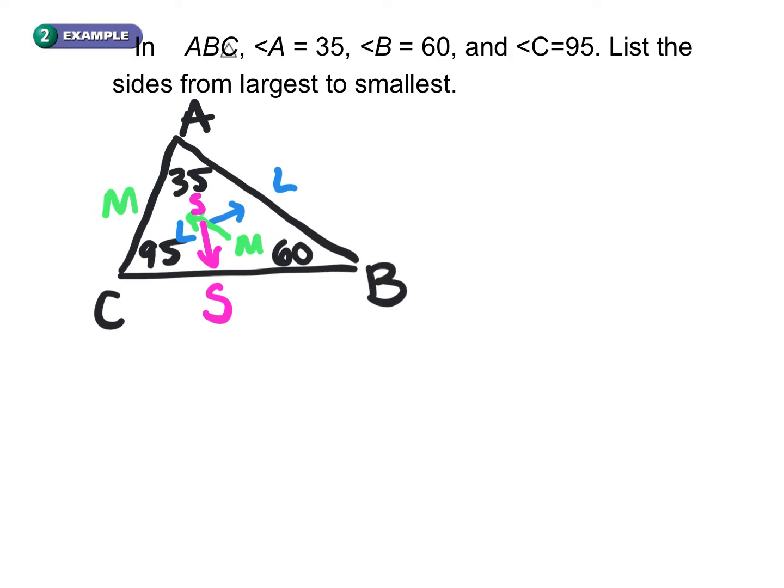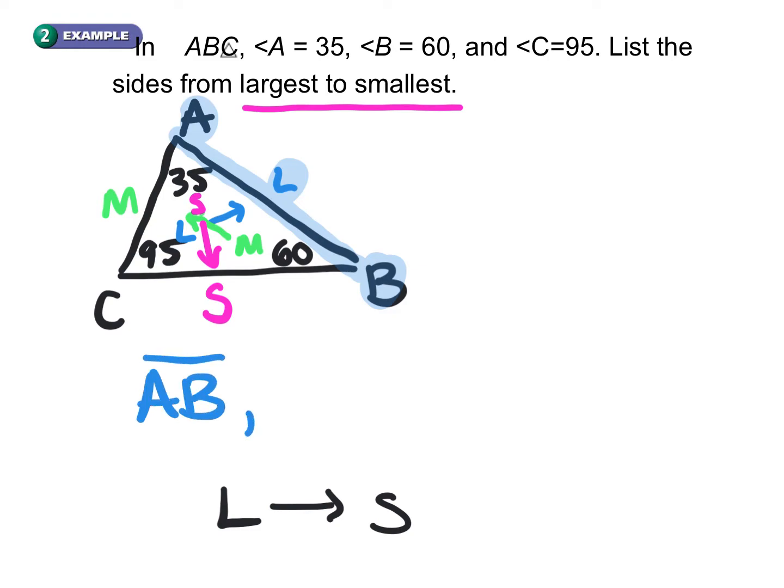So if I want to list these from largest to smallest, I'm going to start by listing my large side, which is going to be AB. Then I need my medium side, which would be AC. And then I finally need my small side, which would be BC.